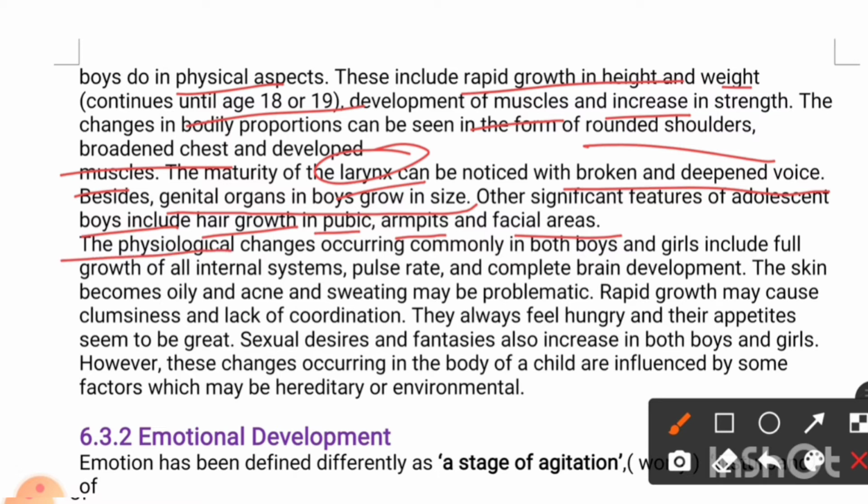The physiological changes occurring commonly in both boys and girls include the growth of all the internal systems, pulse rate, complete brain development, skin becoming oily and acne, sweating may be problematic, and rapid growth may cause clumsiness and lack of coordination. They often feel very hungry actually. Sexual desires increase, and fantasies of the children increase at this stage. That is for both boys as well as girls.